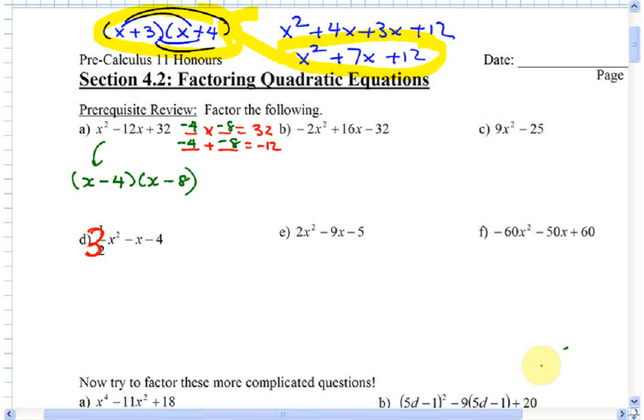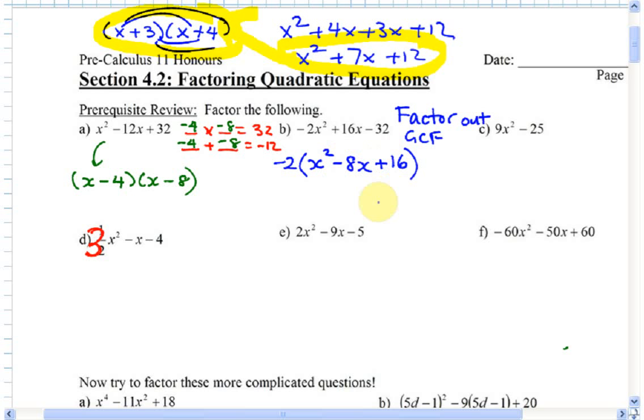Okay. Now, for part B, you have this number in front, which is negative 2. Before you think about, oh, I've got to do that choose method weird thing, may I always remind you to please factor out the GCF first. If there is a greatest common factor amongst all three of those terms, you must take it out first. And in this case, let's take out negative 2. Please be careful with your signs: x squared, right? And then positive 16 divided by negative 2 is negative 8. And then negative 32 divided by negative 2 is 16.